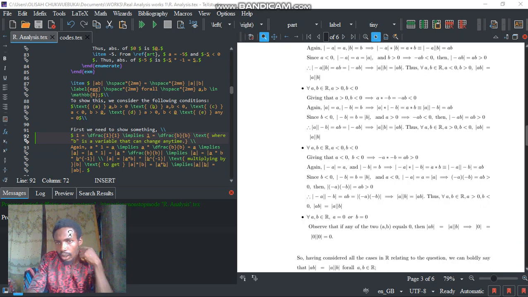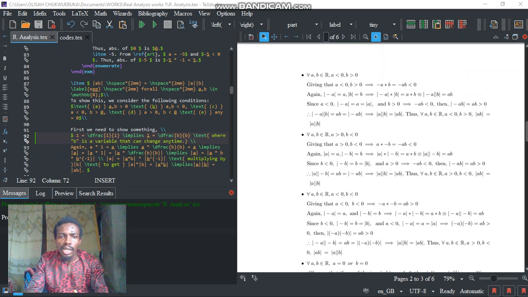So we consider the third case. The third case says when A is greater than 0, B is less than 0. The third case is just the reverse of the second case, just that here B is the one that is less than 0 and A is greater than 0. So it's the same explanation, the same working. Wherever you see negative A, you remove the negative sign, and wherever you see B, you put the negative sign there.